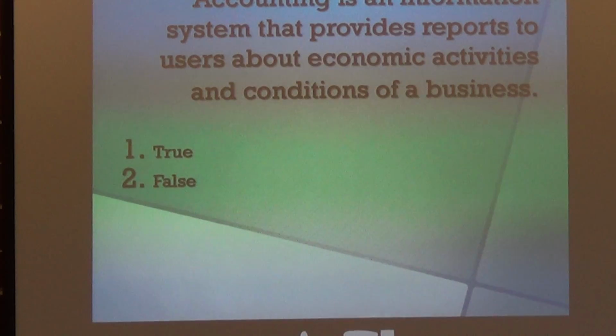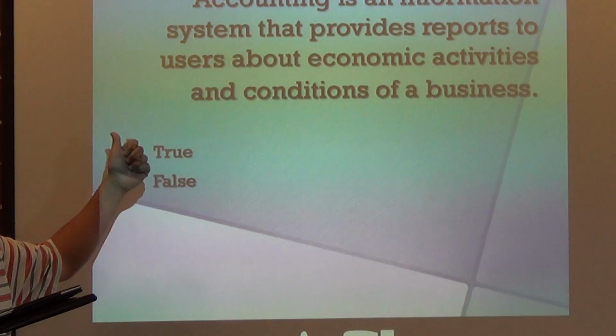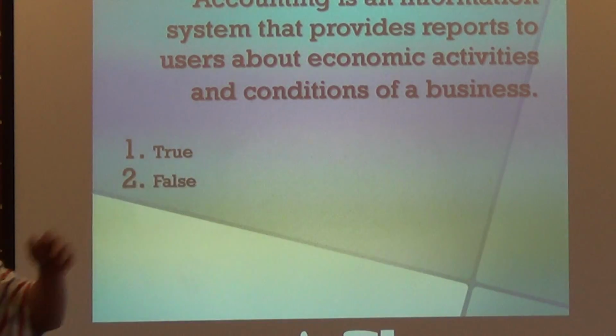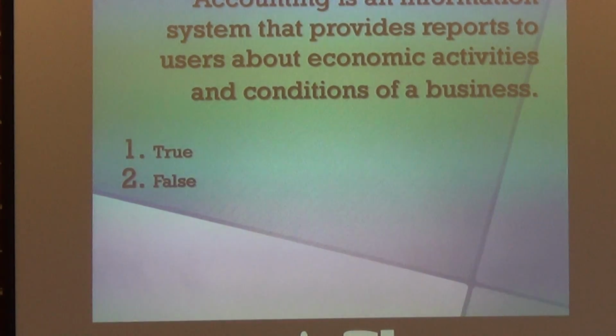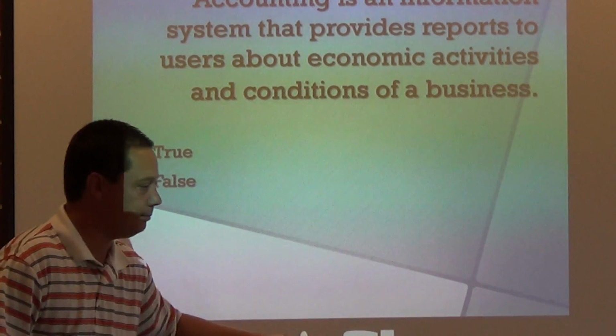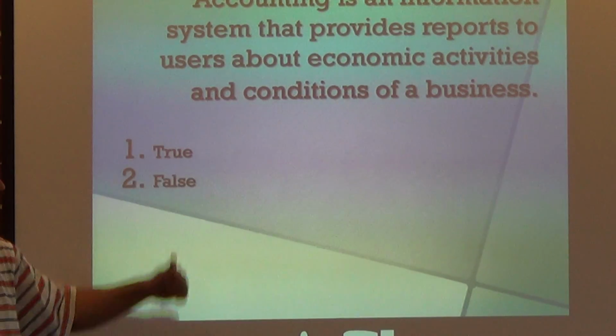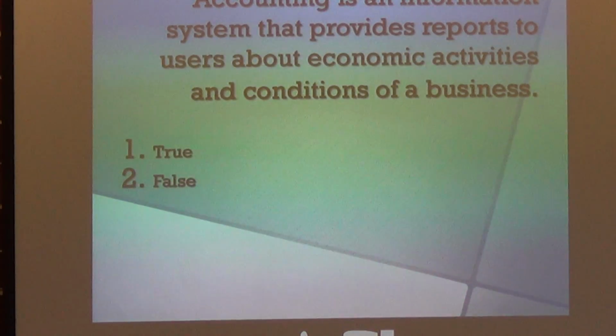All right, I have a question for you here. On your devices, you'll see probably an A and a B. A goes to 1, B goes to 2. So just answer with your thoughts on what that is. That is the definition of accounting that we just talked about. Up is true, false is down.